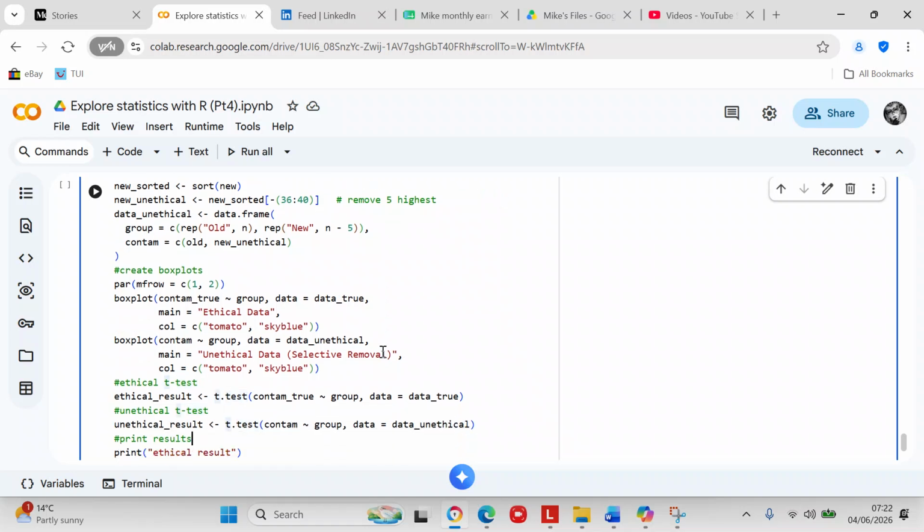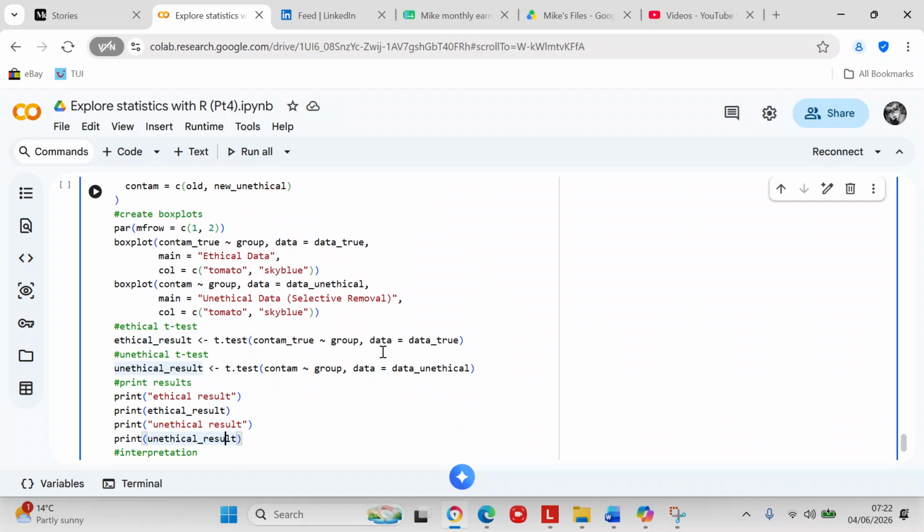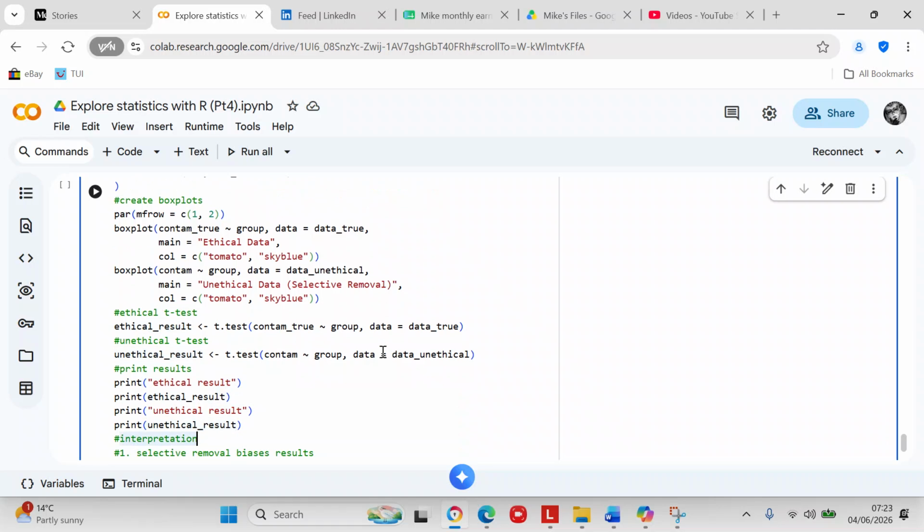So now we're going to do the ethical t-test. ethical_result becomes t.test(contam_true ~ group, data = data_true), and unethical_result becomes t.test(contam ~ group, data = data_unethical). Then we're going to print the ethical result, and then we're going to print the unethical result.